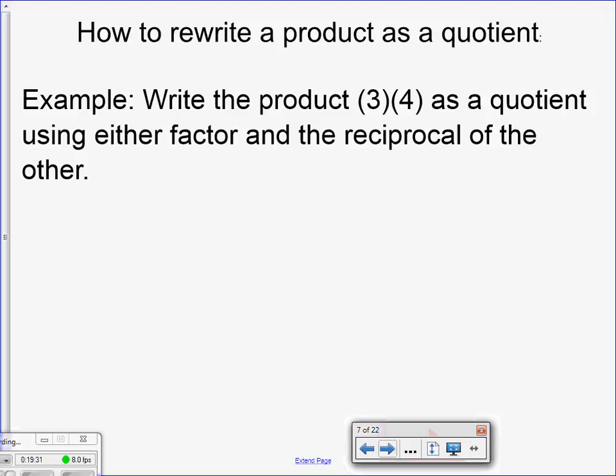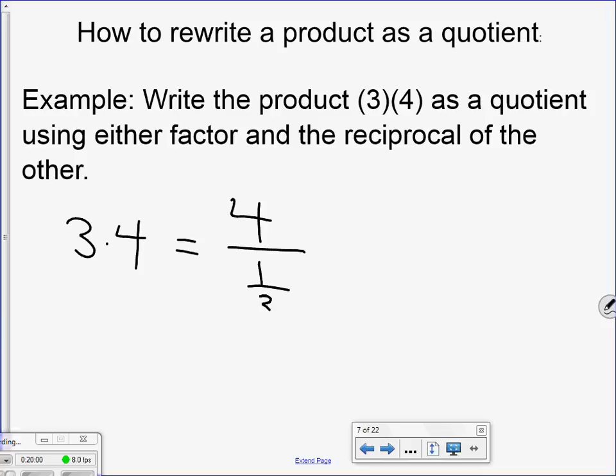Right now it's a product. I want you to write it as something over something else. I want you to write it as a quotient. You got it? Alright, Rohit, you're going to help me out here. So 3 times 4 is equal to 4 divided by 1/3. Now, is that true? Yeah.